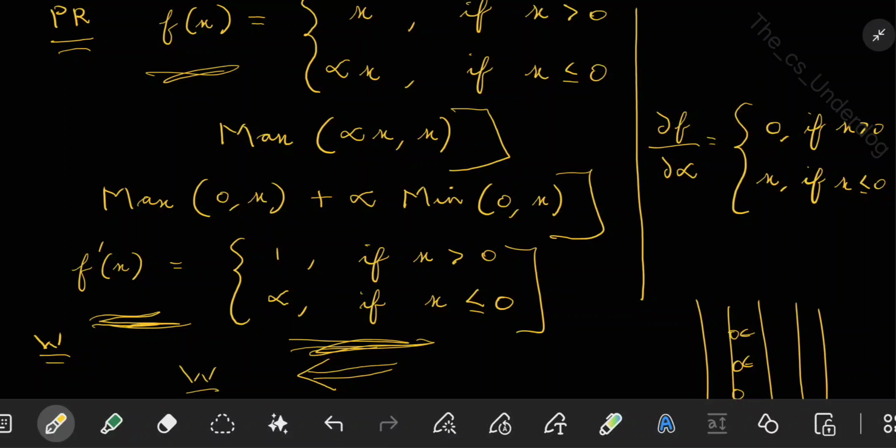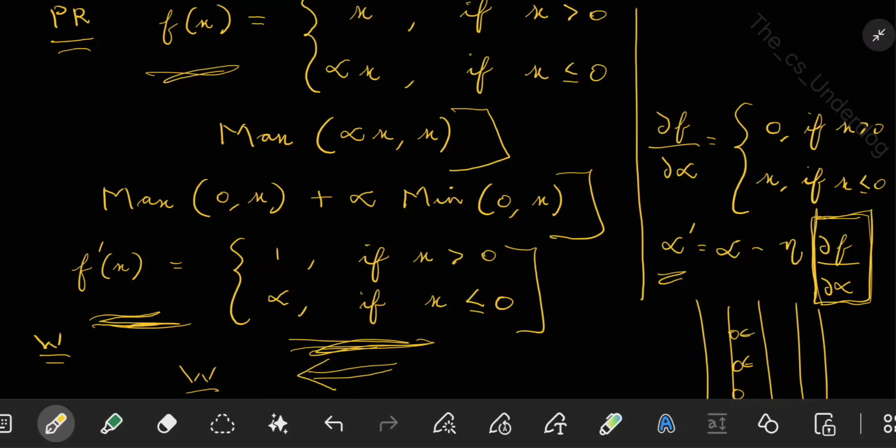How will you update? Let us say your new, updated value of alpha will be whatever the old value is, minus eta, which is the learning rate, times the gradient, let us say del f by del alpha. So according to the influence that is brought in by this derivative, you will be changing the value of alpha. This is how alpha is also getting learned.